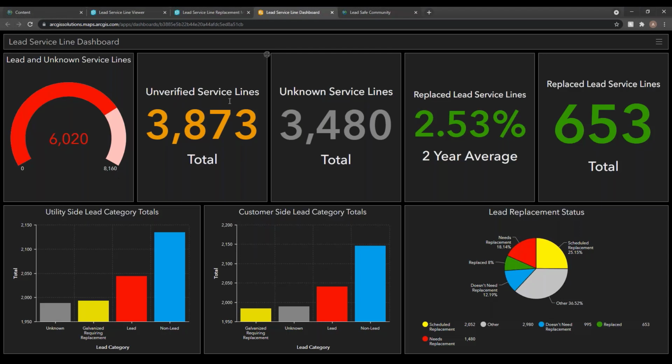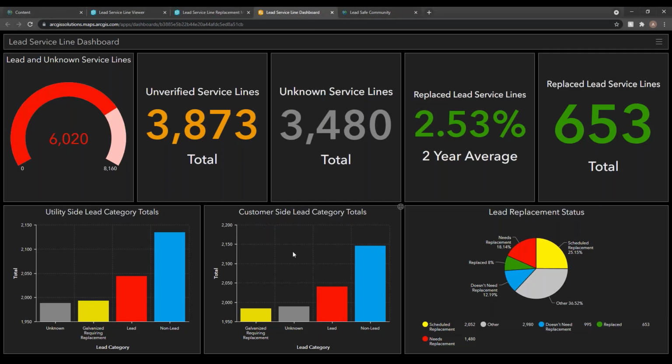We also have a count for unverified service lines, a count for unknown service lines, and then we have a couple of replacement statistics. The replacement statistic on the left is a percentage of replaced lead service lines over a 2-year rolling average. And that 2-year rolling average was also taken from the lead and copper rule revision, that if a water system is above the lead threshold, which I believe is 15 parts per billion, they need to replace 3% of those service lines on a 2-year rolling average. So that's where we get that number. And then we also have a total number of replaced lead service lines over time.